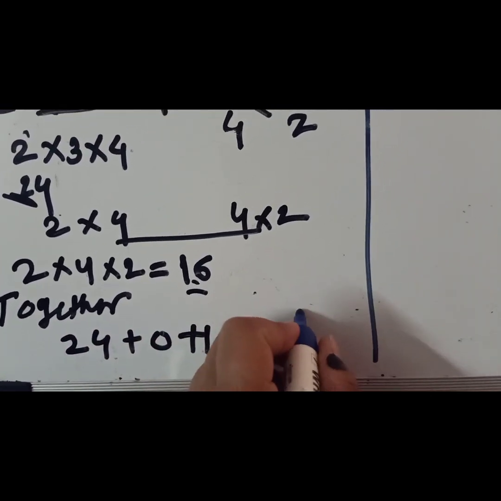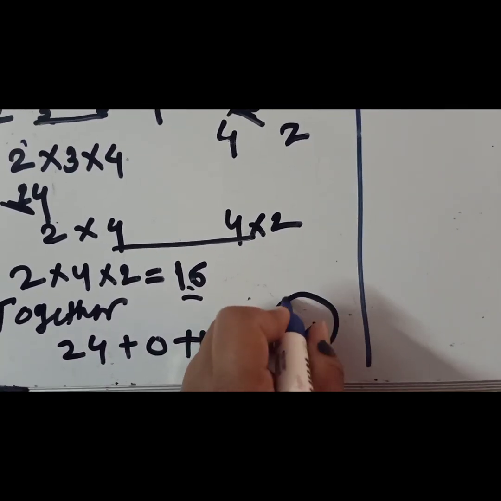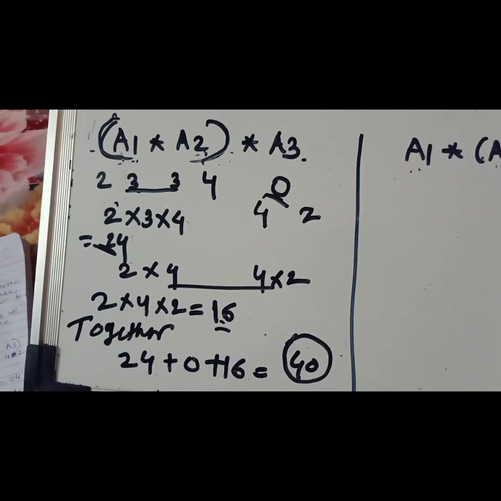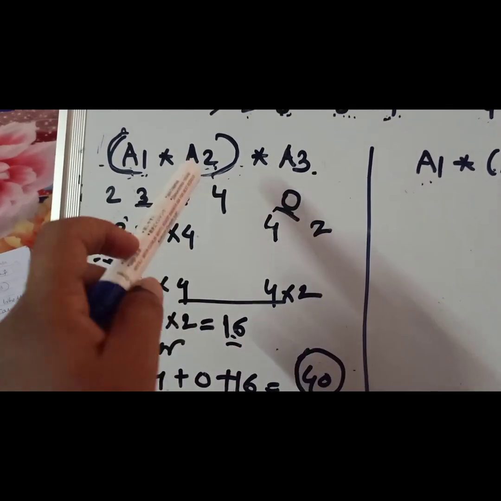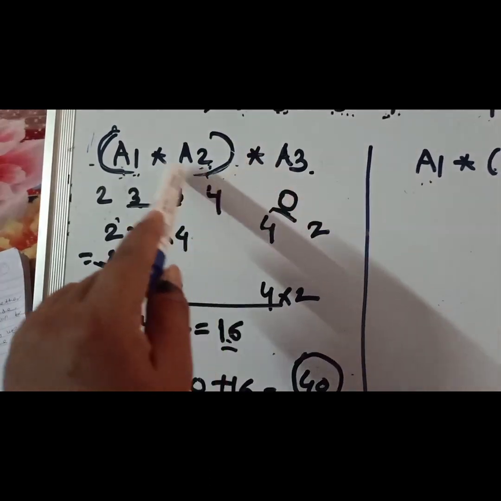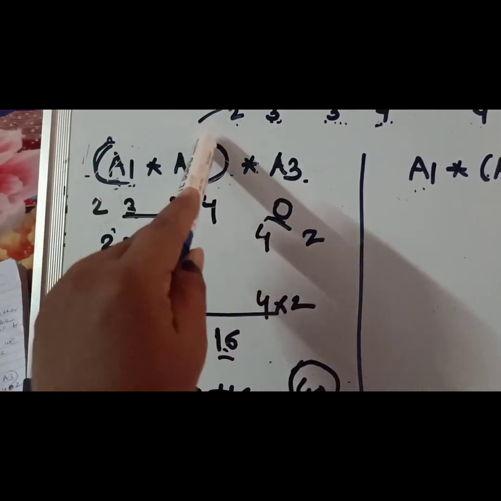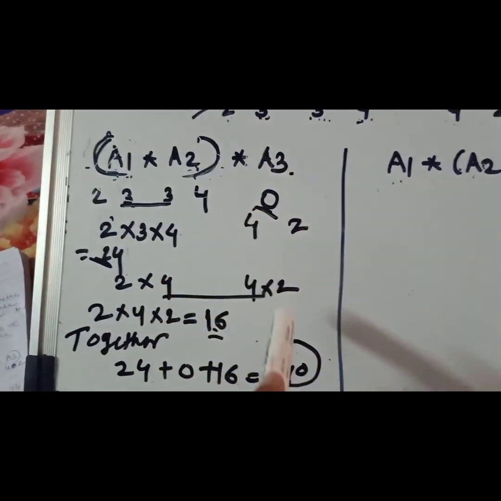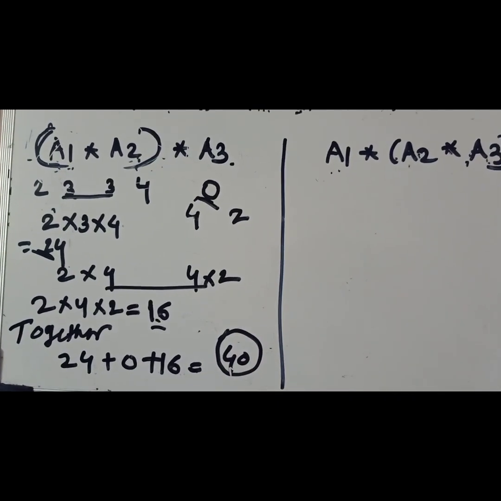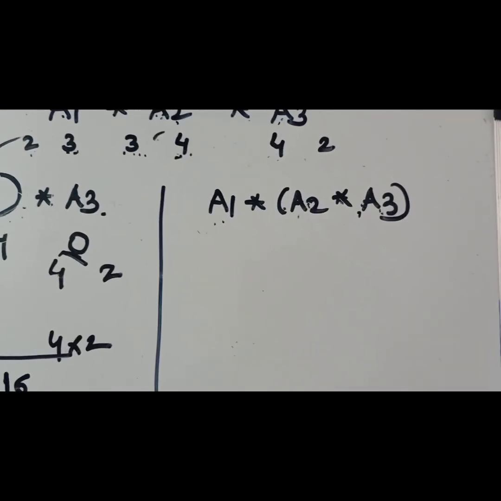So how many multiplications are there? There are a total of 40 multiplications. So the simple thing is that when we put a1 and a2 into parenthesis and multiply whatever result we get with a3, we get a total of 40 multiplications. Now we will focus on the second one.